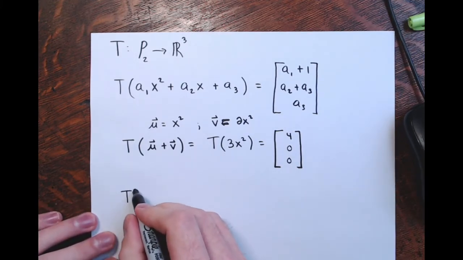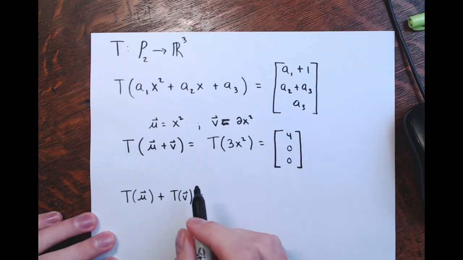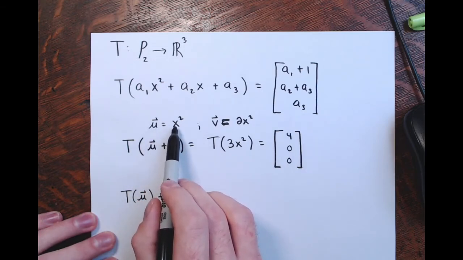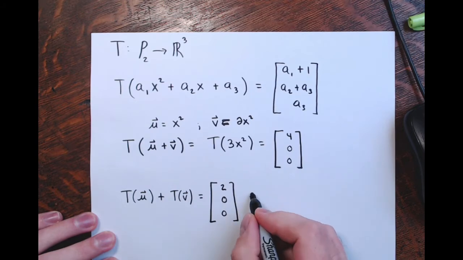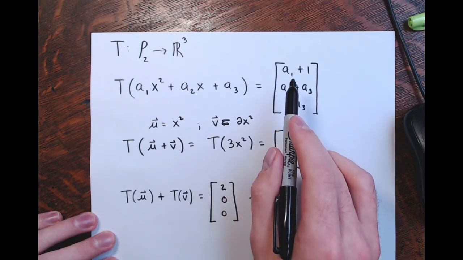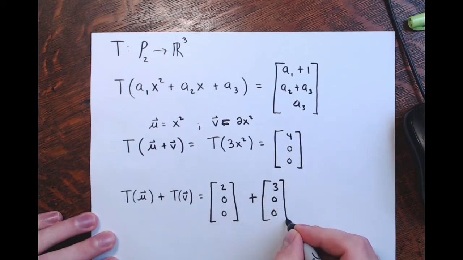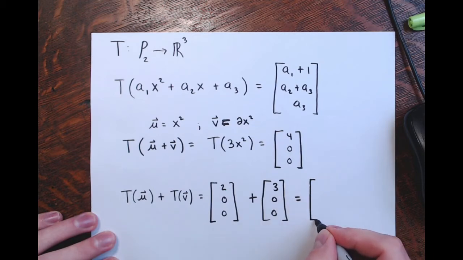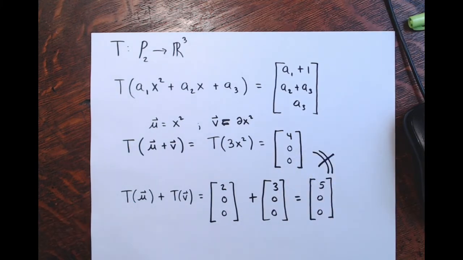Now let's look at the other way around. What's T of u plus T of v? If I apply T to x squared, my first component is going to be 1 plus 1, or 2, and the other ones are going to be 0. I picked some easy ones. And when I apply this transformation to 2x squared, the first component of the output is going to be 2 plus 1, which is 3, and the other components are zeros. Then adding these together, with usual vector addition, it's 5, 0, 0. This is not equal to T of u plus v.